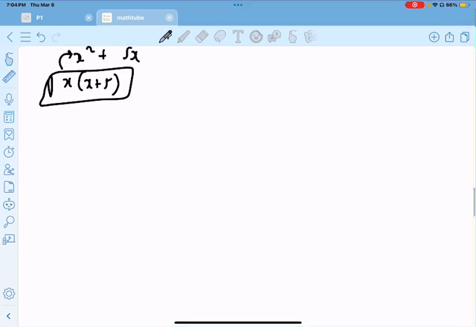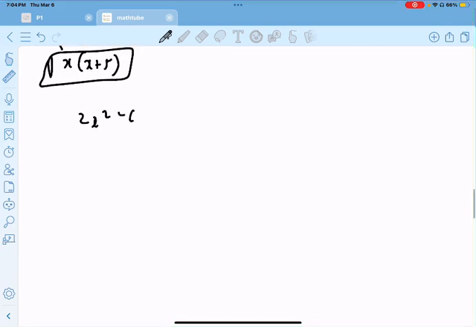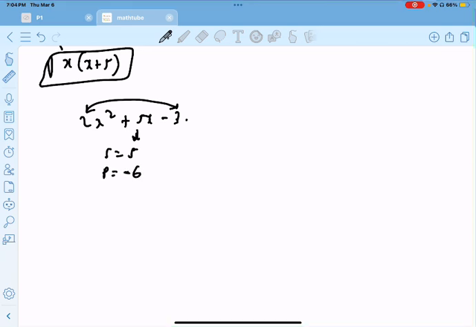Next up, let's take 2x squared plus 5x minus 3. The sum will be b, so the sum is 5, and the product is a times c, that is 2 times negative 3, so the product is negative 6. What two numbers give a sum of 5 when added, and a product of negative 6 when multiplied? You essentially think of numbers that relate like that. You will get 6 and minus 1, because 6 minus 1 equals 5, and 6 times negative 1 equals negative 6.